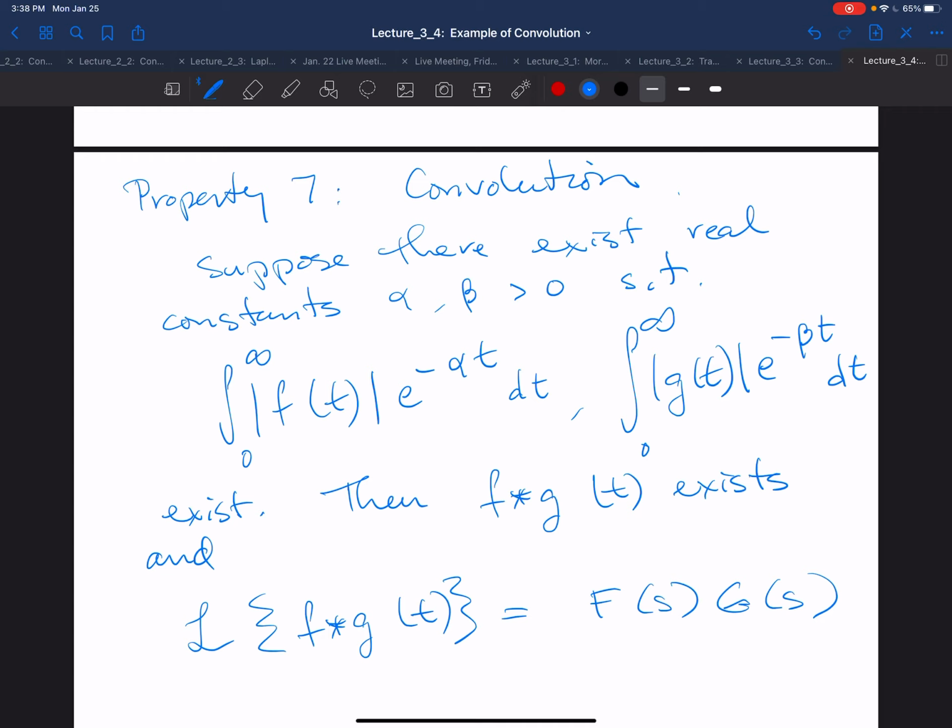So we'll come back to that later. For now, this is another addition to our list of properties of the Laplace transform.